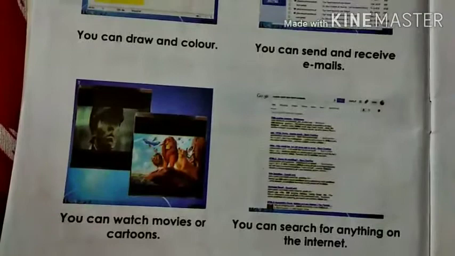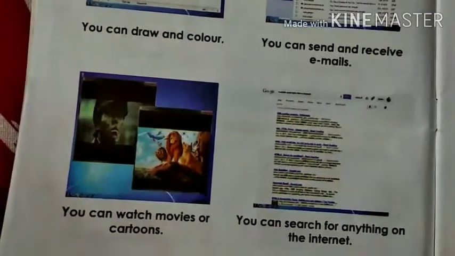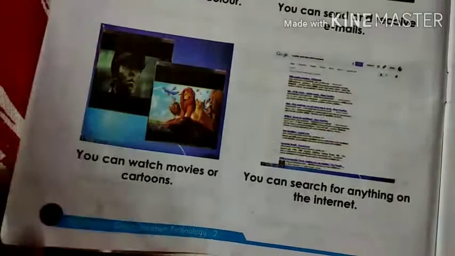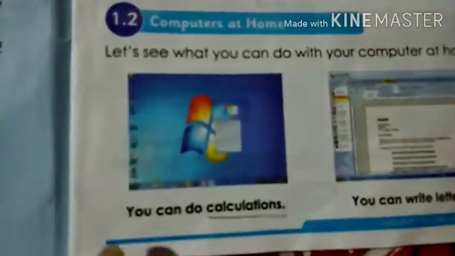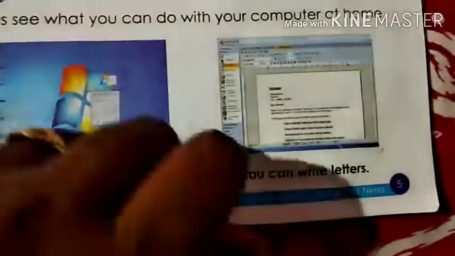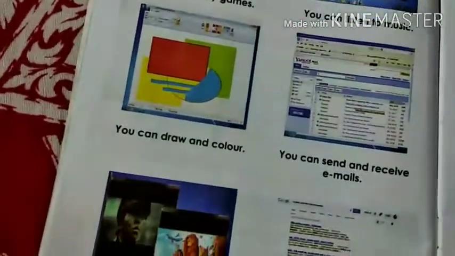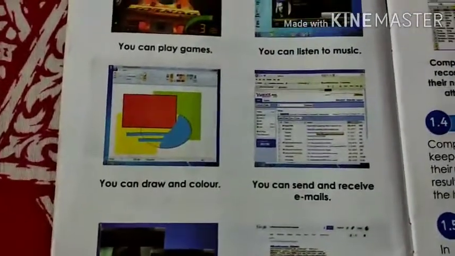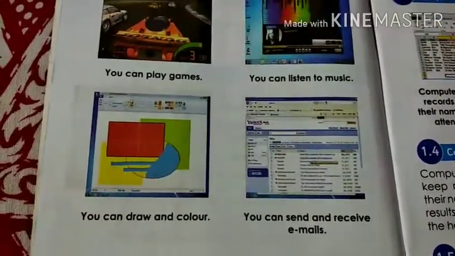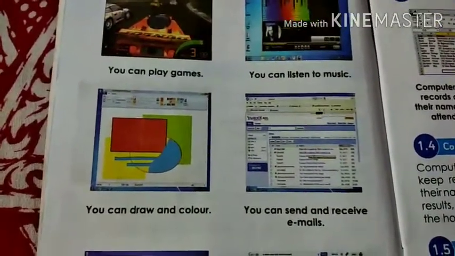So these are the uses of computer. I hope you all have understood. Type all the uses of computer at home in your notebook. You can note it down like this: computers at home is the heading, and then the first is calculation, the second is writing letters, then the third, fourth, fifth, sixth, seventh, and eighth ones. Copy all these things into your notebook and send it to me on my personal number. Thank you.